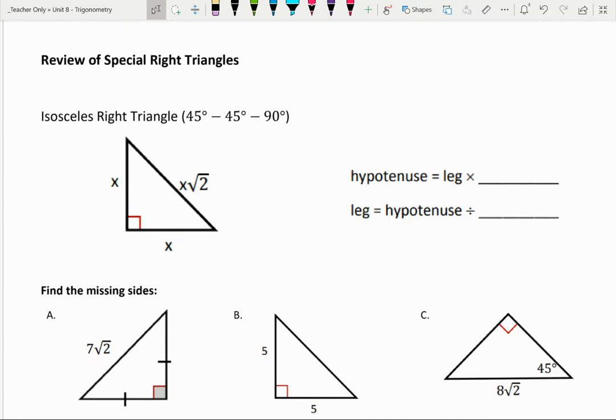Since we just reviewed trigonometry with right triangles, especially SOHCAHTOA, when it comes to finding missing triangle sides, I want to talk about special right triangles, because we can find missing sides of special right triangles without any trigonometry at all because of the relationships that they have. So there are two special right triangles.